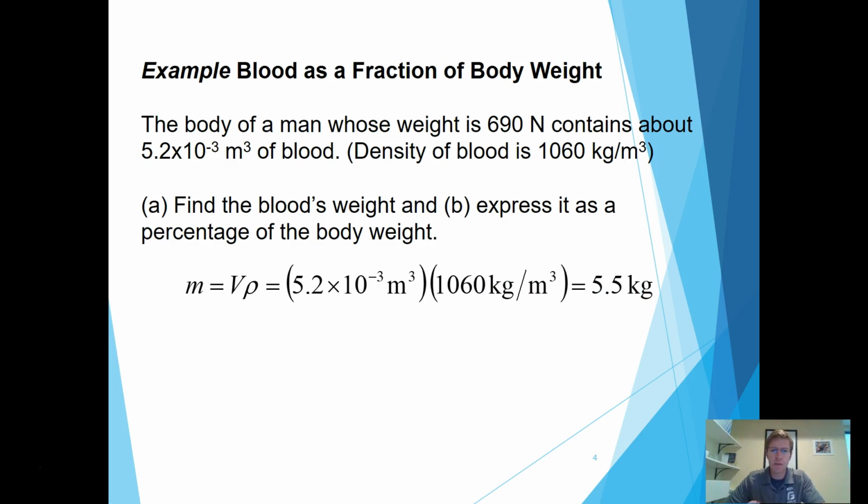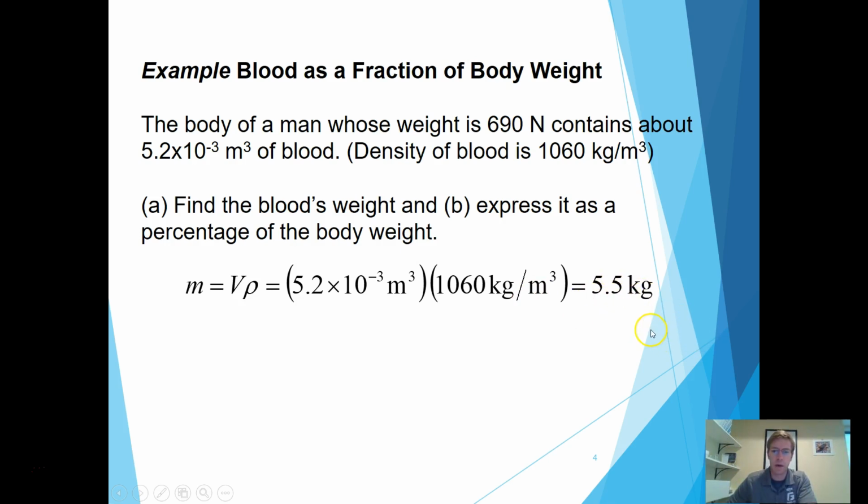So first of all, to figure out the weight of blood, we know weight is mass times gravity. So we first need to figure out the mass of blood. Since density is mass over volume, mass is just going to be volume multiplied by density. If we take the volume of the blood and multiply by the density of the blood, we see in all he has about 5.5 kilograms worth of blood in his body, which is actually quite a lot, right?